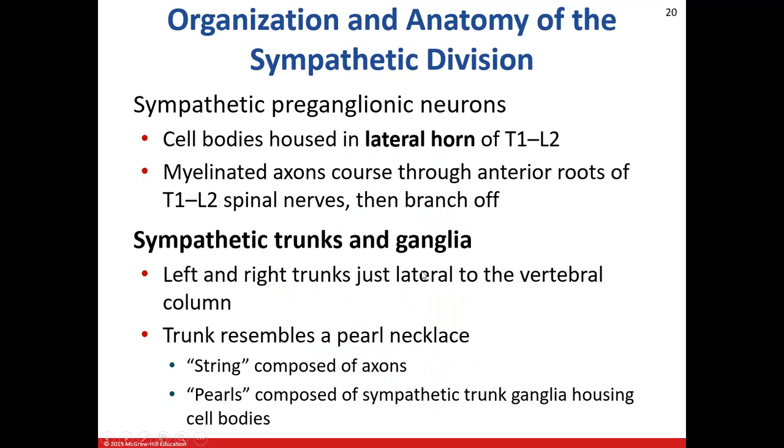So when we look at the organization and anatomy of the sympathetic division, we're going to be looking at the preganglionic neurons and preganglionic axons, as well as the ganglionic neurons and postganglionic axons.